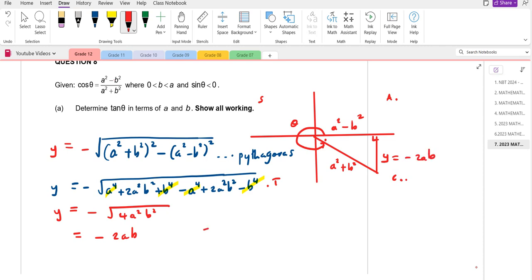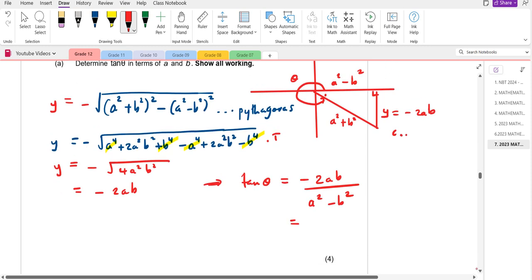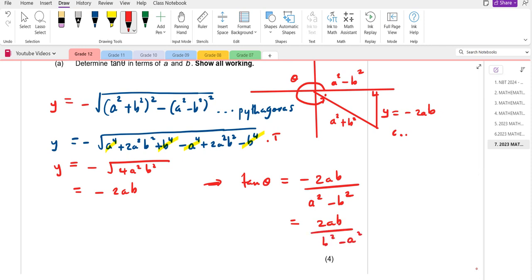This implies tan theta is now equal to opposite over adjacent, so that's negative 2ab over a squared minus b squared. If you want to cancel out the negatives, then we can say 2ab divided by b squared minus a squared. So I switch this bottom part around with a negative outside, and the negatives cancel out. So that's my answer, 2ab over b squared minus a squared. Yeah, so that's your final answer. I hope you guys understood that. Moving on to the next question.